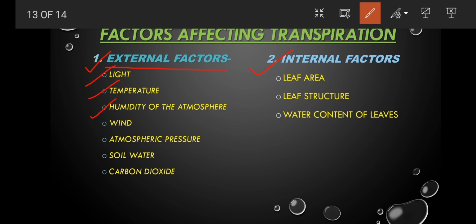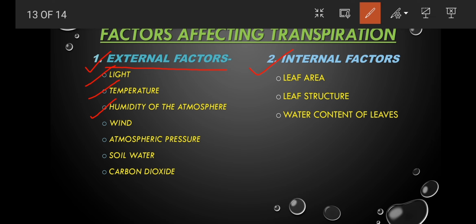Relative humidity is the ratio of the actual amount of water vapor present in the atmosphere to the amount of water vapor required to saturate it completely. If the relative humidity of a place is low, there is going to be a high rate of transpiration. And if the relative humidity is very high, the transpiration is going to be low. This relative humidity decreases with increasing temperature and increases with decreasing temperature.